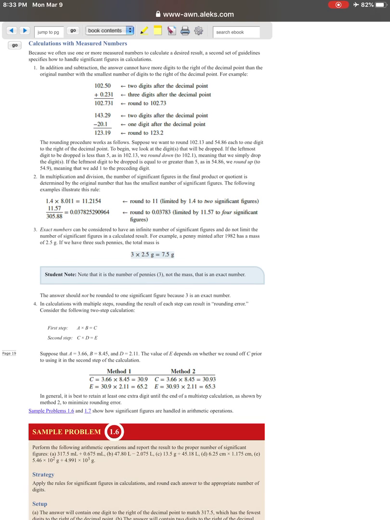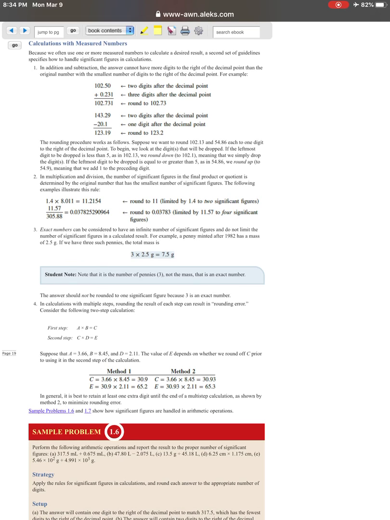Suppose we're going to add these two numbers, 102.50 and 0.231. Well, what you do when you add is you line the numbers up so that the decimal points are in the same column. And then you count how many digits after the decimal point each measurement has. The first number goes 2 digits past the decimal point. Now, that second digit past the decimal point is a 0, but remember, go back to our rules. If there's a decimal point in the measurement, zeros at the end do count. So that 0 counts as a sig fig. If we look at the second number, 0.231, that goes 3 digits past the decimal point.